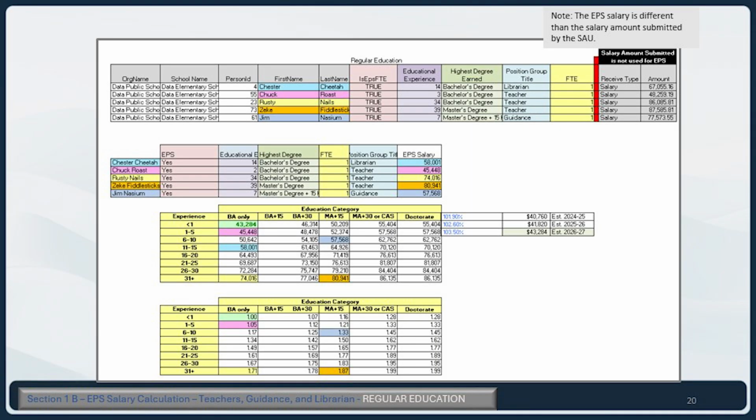So for the first page, it's teachers, guidance, and librarians. And as you can see, we took the data and we look and see if they're EPS. So we can see here that Chuck Roast is, yes, he's an EPS. We look at how many years of educational experience he has, and that's 2 years. He has a baccalaureate degree, and he has a full FTE of 1. So we simply go to the chart, and we can see that for educational experience from 1 to 5, with a BA only, the salary amount in that matrix calculation is $45,448.